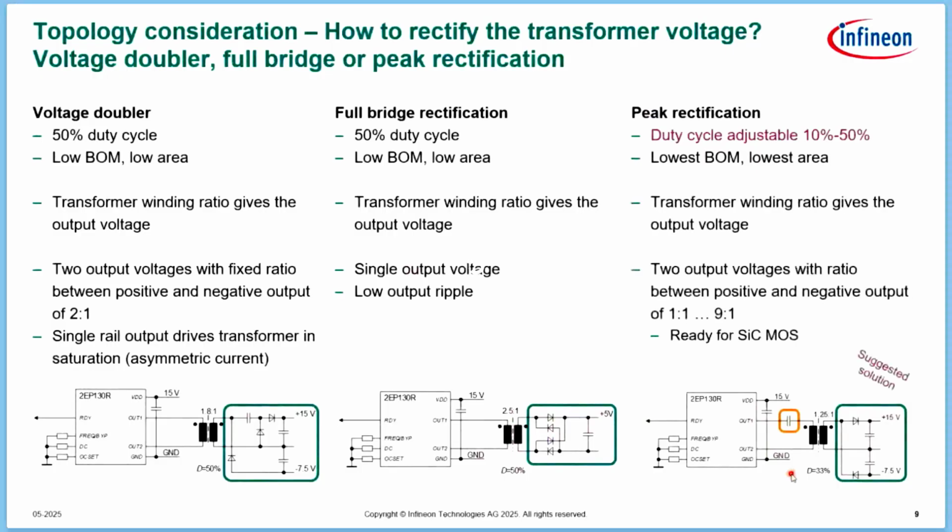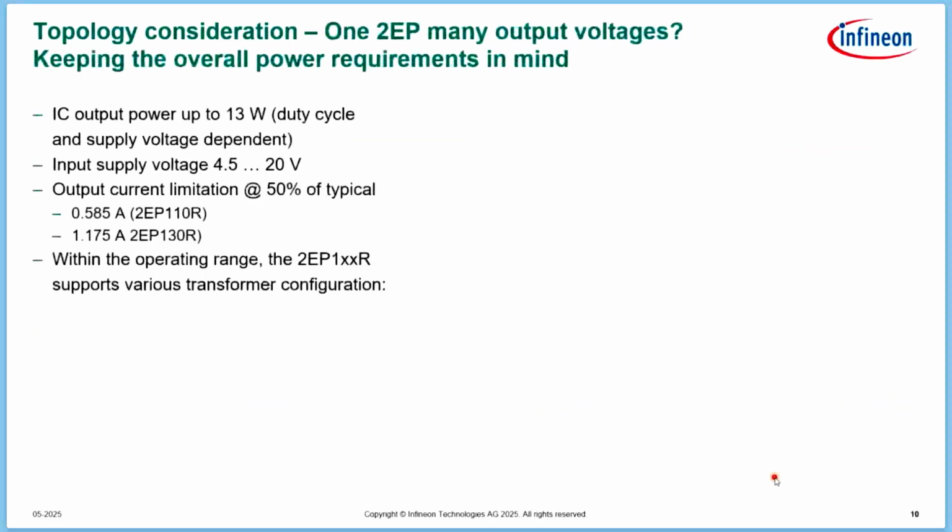Here, the real benefit is that we can now change the output ratio from a factor of 1 to 1 to 9 to 1 to really provide a very flexible output solution, and therefore this is our suggested solution. Keeping that in mind, there are also quite many more topology options we can use, and this is basically what I want to show here.